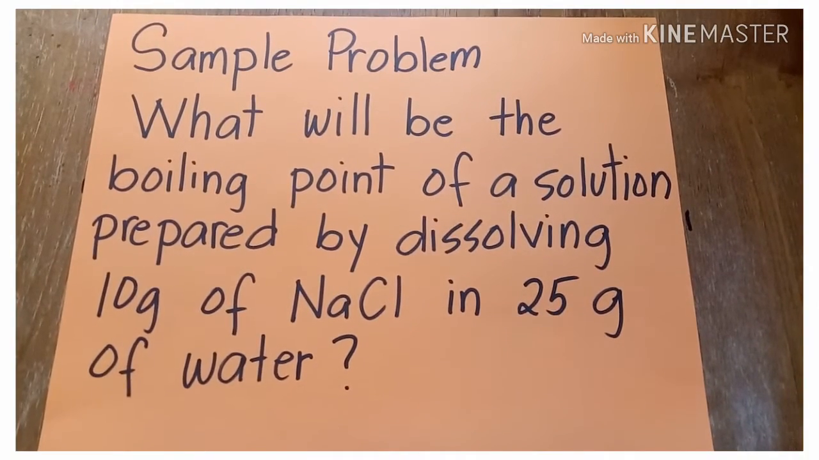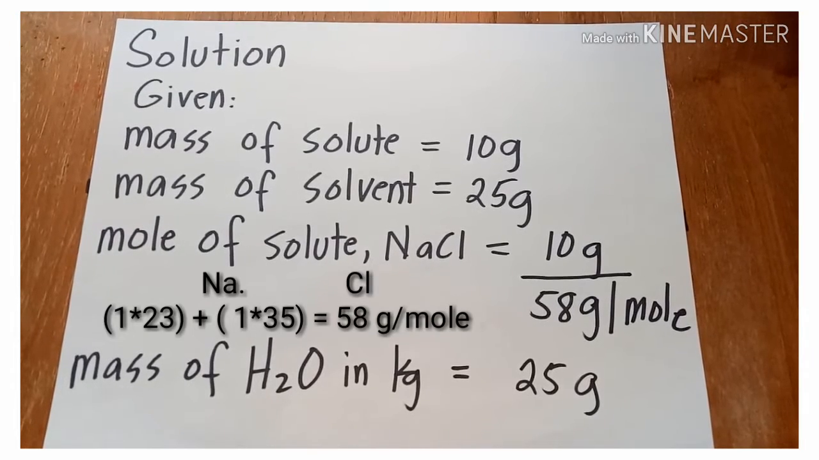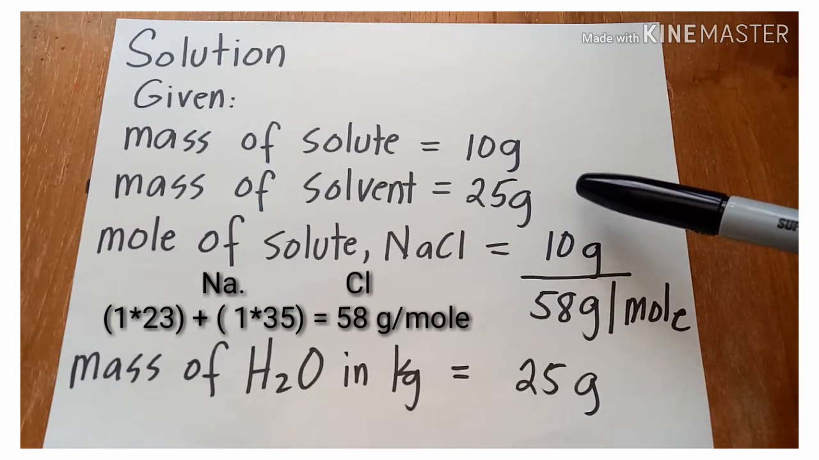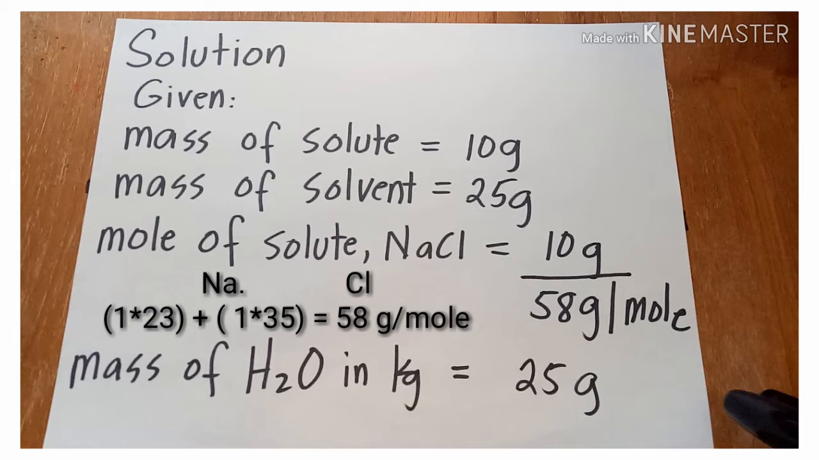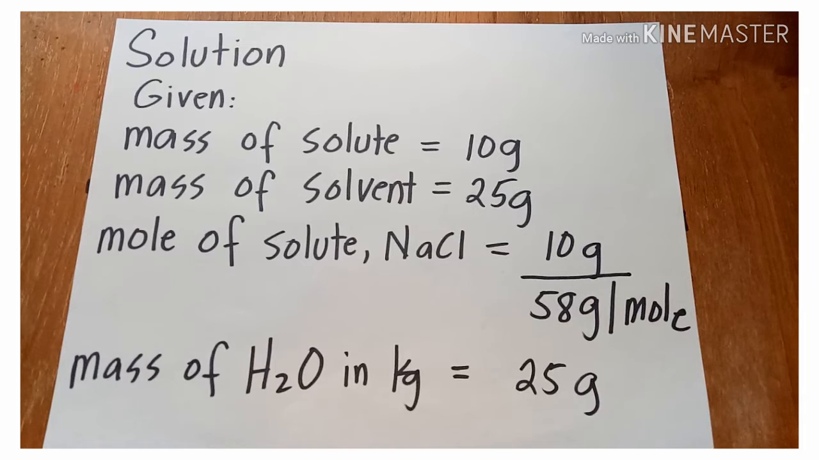Alright, this time let us have a sample problem. What will be the boiling point of a solution prepared by dissolving 10 grams of sodium chloride, or NaCl, in 25 grams of water? First we have to identify the given. We have mass of solute, which is 10 grams, and mass of solvent, which is 25 grams. Moles of solute, NaCl, will be 10 grams per 58 grams per mole. And then mass of water in kilograms, which is 25 grams.